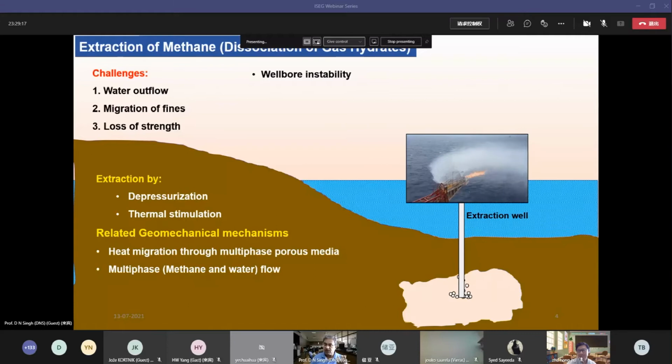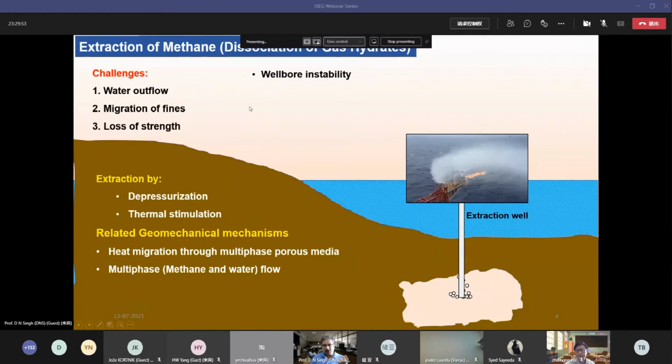That means a multiphase system has to be modeled keeping in view that along with the gas, methane gas, the water is also going to flow out. So this becomes a coupled flow phenomena. What happens because of all these things is water is flowing out. Along with the water, the fines which are present in the sediments would also migrate. And I'm sure you are aware of the suffusion phenomena, where the migration of fines takes place, and because of that, the material loses its strength.